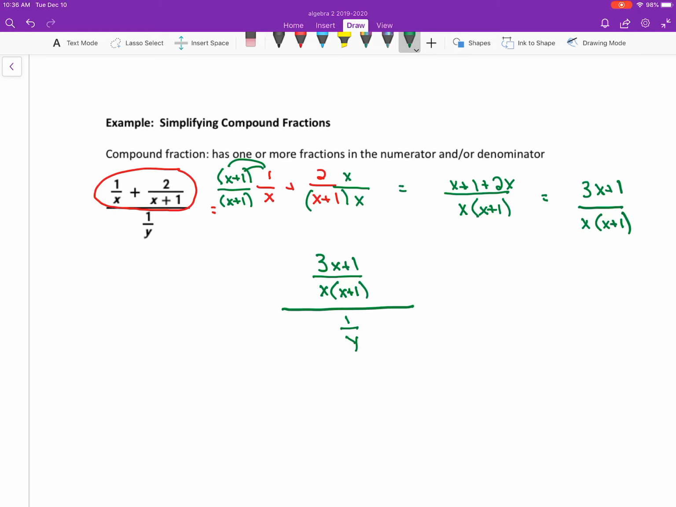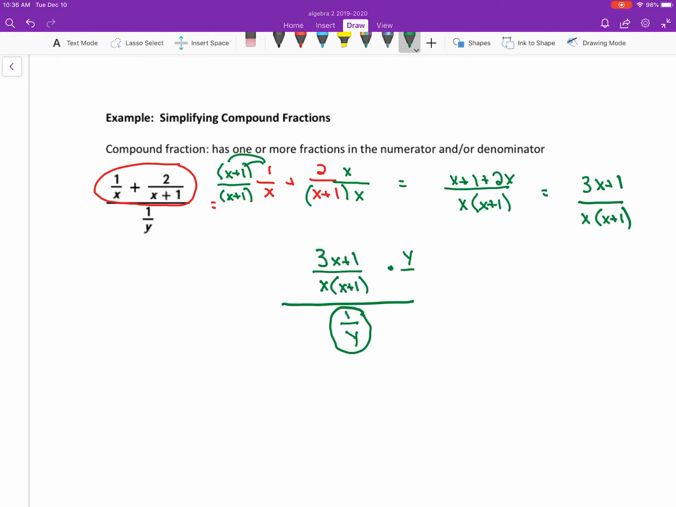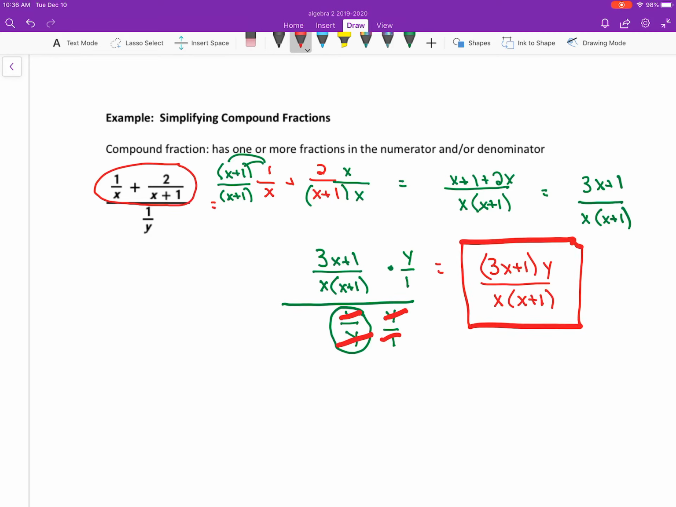In order to get something out of the denominator, you multiply by the reciprocal. So we're going to multiply by y over 1 and y over 1. And when we do that, everything in the denominator cancels nicely, and we're just left with 3x plus 1 times y over x times x plus 1. It does not look pretty, but that is our final answer. So you can box that, and you're done. You're good to go. That is what I would say is the easiest way to do these types of problems.